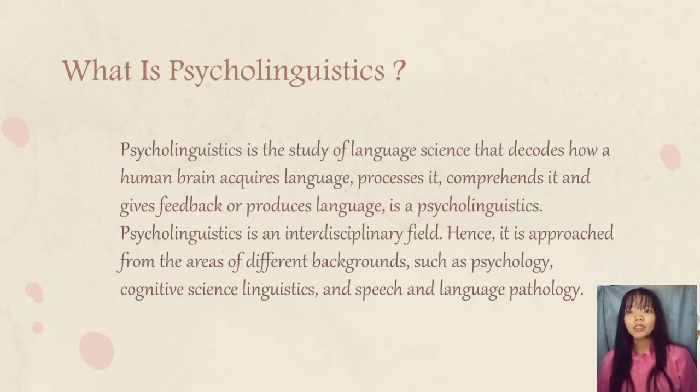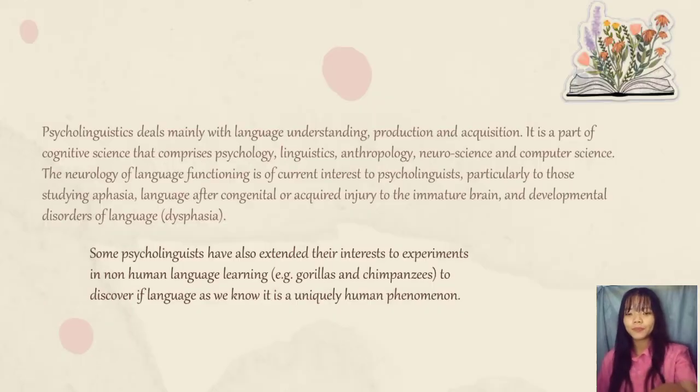Psycholinguistics is an interdisciplinary field. Hence, it is approached from different backgrounds such as psychology, cognitive science, linguistics, and speech and language pathology. Psycholinguistics deals mainly with language understanding, production, and acquisition. It is a part of cognitive science that comprises psychology, linguistic anthropology, neuroscience, and computer science.